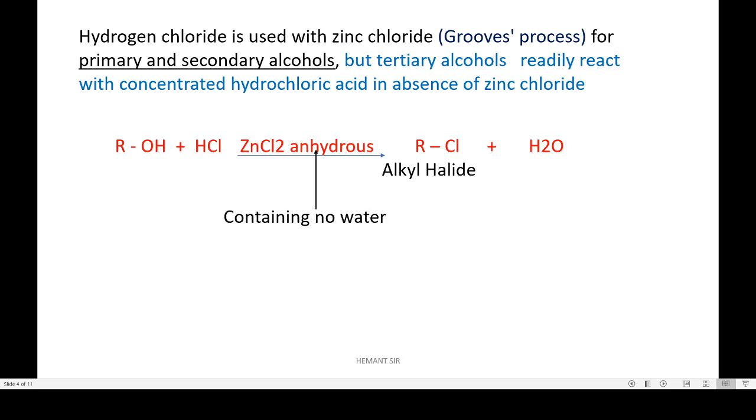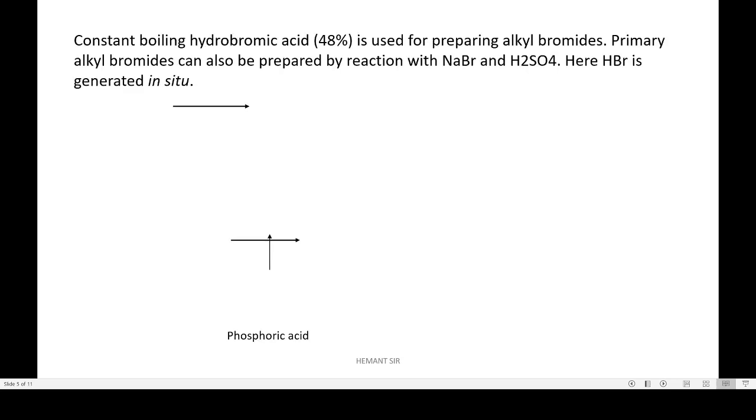Anhydrous means containing no water. Clear? Next. Constant boiling hydrobromic acid, which is 48%, is used for preparing alkyl bromide. Primary alkyl bromide can also be prepared by reaction with sodium bromide and H2SO4.